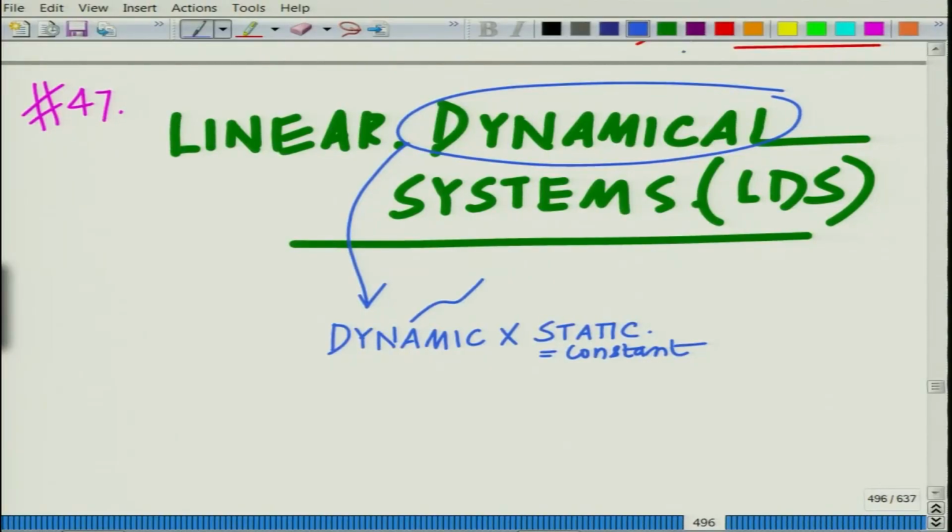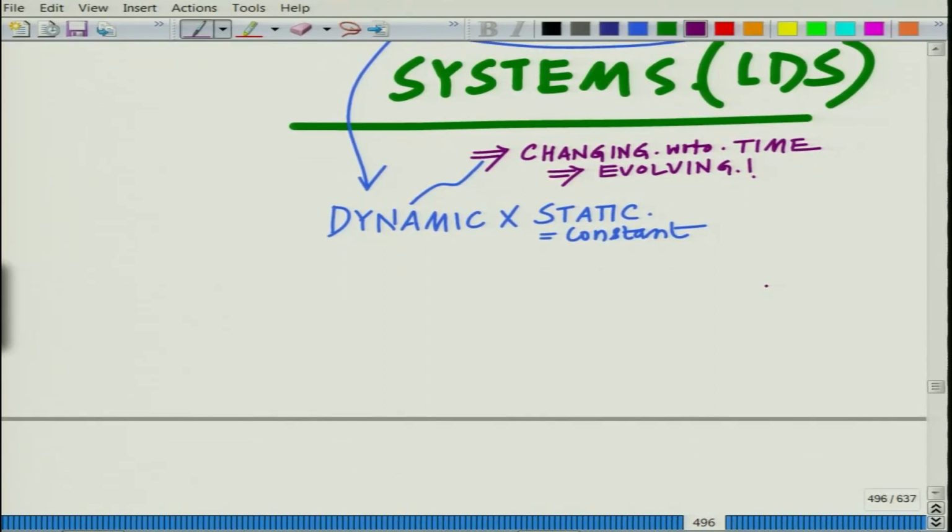Dynamic essentially implies that this is changing with respect to time, implies this is evolving constantly. That is the meaning of this phrase dynamic. So, you have a linear dynamic system, a system that is dynamic. A dynamic system implies one that is essentially changing with respect to time.